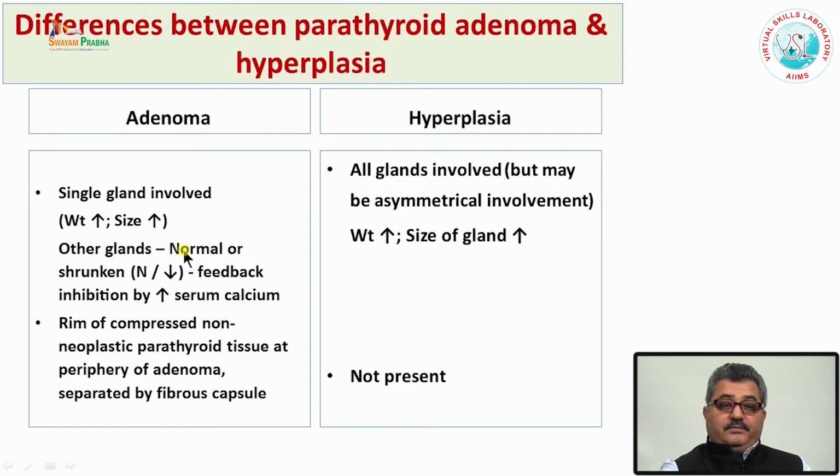When there is increased secretion of PTH, it suppresses the normal parathyroid tissue. So most of the time in adenomas, one gland is involved, whereas the others are atrophied. And the most important microscopic feature is the rim of normal parathyroid tissue compressed at the periphery.